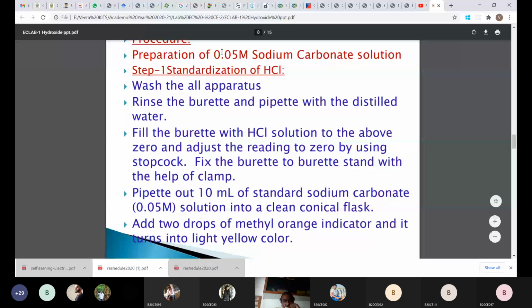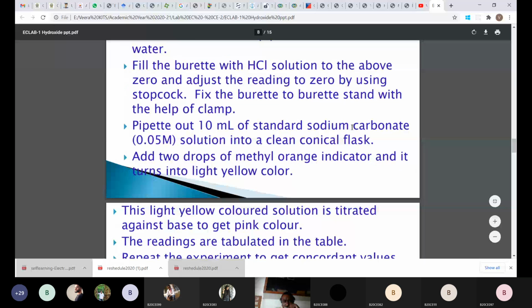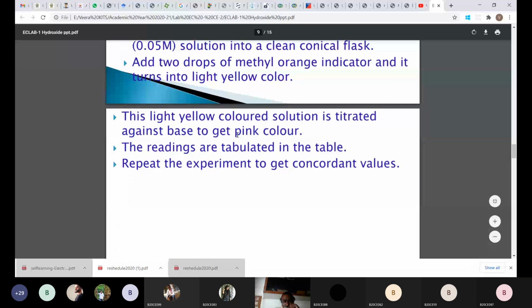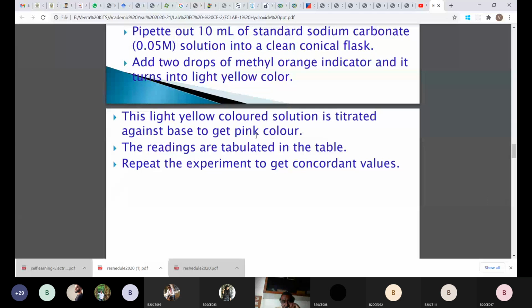Then we have HCl in the burette, sodium carbonate in the flask, and also the indicator. Then you start titration with HCl and the sodium carbonate until you get your end point. What is your end point? The light yellow color solution is titrated against the acid to get the pink color. The light pale pink color is your end point. When you get this pink color, you have to note down your burette value. What is in the burette? HCl. So you will note down the value of HCl.